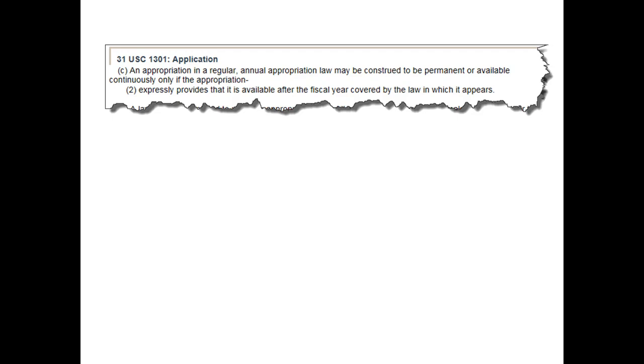1. 31 U.S.C. 1301(c)(2) stipulates that an appropriation in a regular annual appropriation law may be construed to be available continuously only if the appropriation expressly provides that it's available after the fiscal year covered by the law in which it appears.